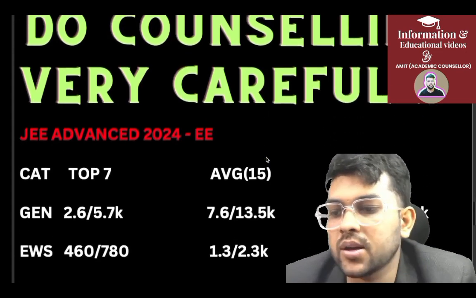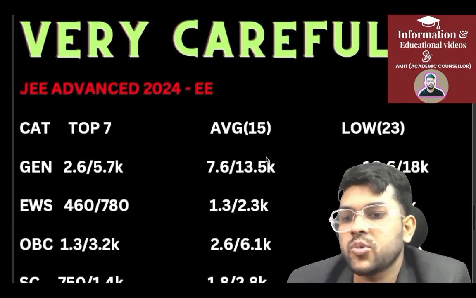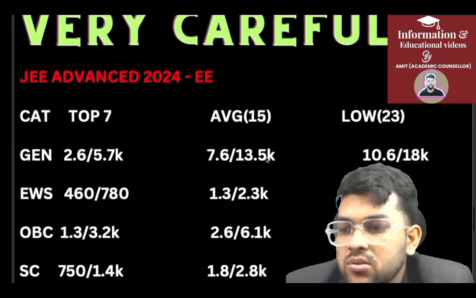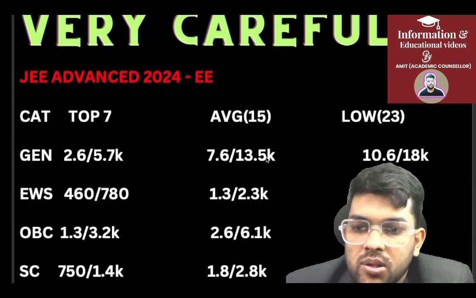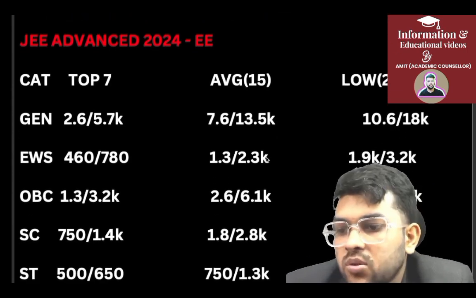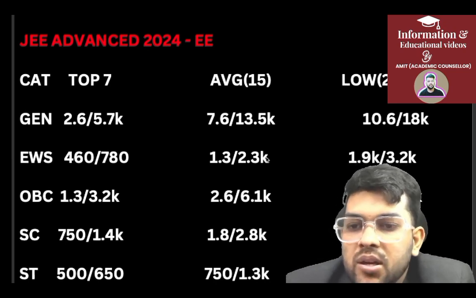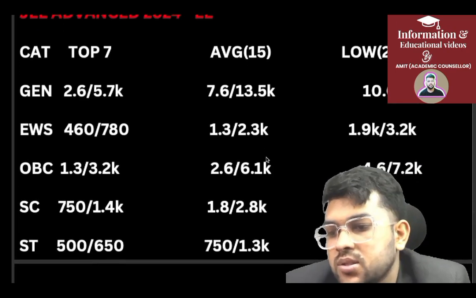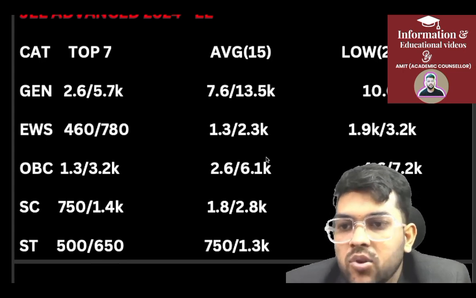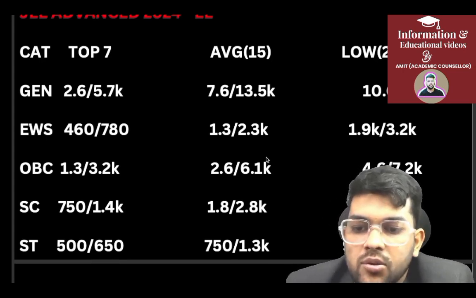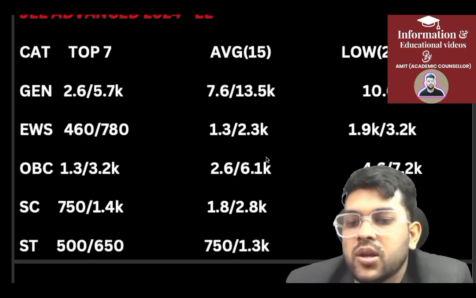Now for electrical, top 7, 2.6 and 5.7,000 for general, top 15, 7.6 and 13.5, lower 10.6 and 18,000. For EWS, 460 and 780 is the EWS category rank for top 7, average 15, 1.3 and 2.3,000, lower 1.9 and 3.2,000. OBC, 1.3 and 3.2,000 for top 7, average 15 IIT, 2.6 and 6.1,000, lower 23, 4.6 and 7.2,000. For SC, 750 and 1.4,000 for top 7, and for ST, 500 and 650. For average and lower, SC is 1.8, 2.8, 2.6, 3.7, and ST is 750, 1.3,000 for average and lower, 900 and 1.4,000.